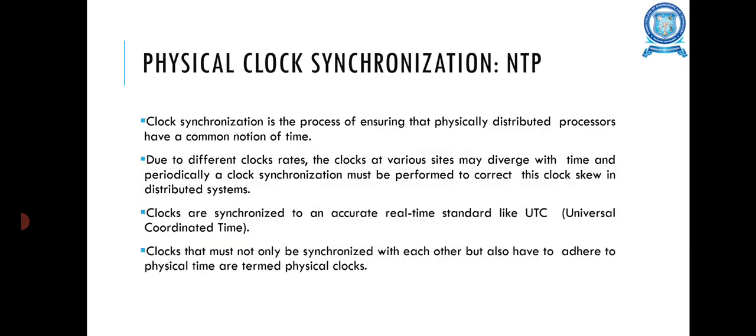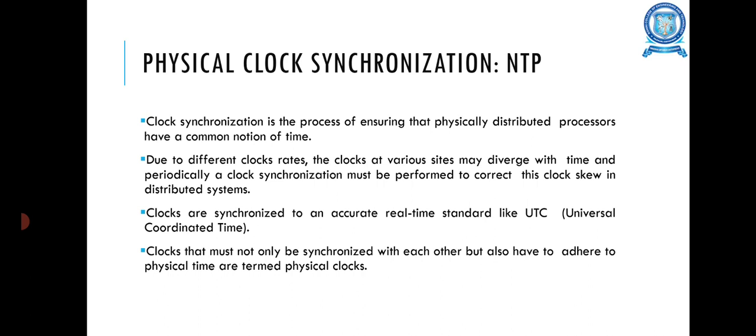Then physical clock synchronization, NTP. Clock synchronization is the process of ensuring that physically distributed processes have a common notion of time. Due to different clock rates, the clocks at various sites may diverge with time, and periodically a clock synchronization must be performed to correct this clock skew in distributed systems. Clocks are synchronized to an accurate real-time standard like UTC, that means Coordinated Universal Time.